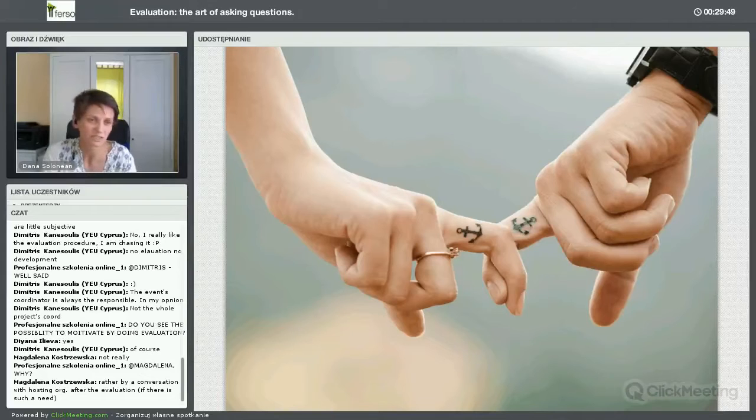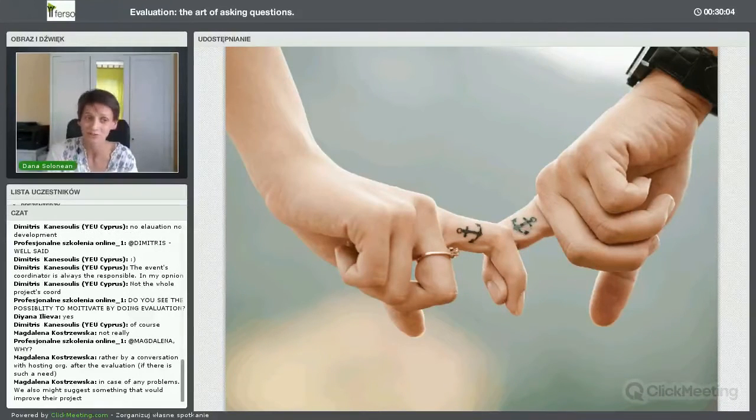So I would like you to think of it as a relation, something you build. Think of even your own relations and how important it is from time to time to have a conversation, so you can complain, but also give suggestions, evaluate, and see where you're going further. This is the main idea that I would like to share with you: the importance of having evaluation and the importance of communicating and having a dialogue.